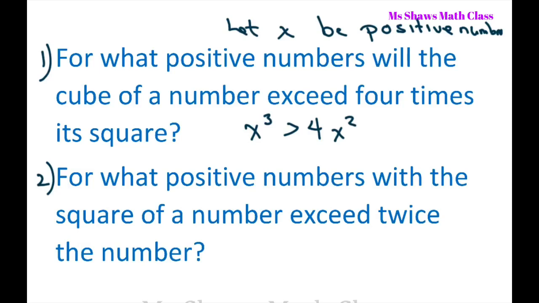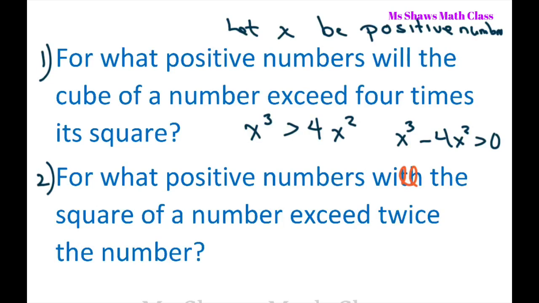And then if you move it over, you get x cubed is greater than 4x squared. Subtract 4x squared from both sides, and x cubed minus 4x squared is positive. And then for this one, for what positive numbers will the square of a number exceed twice the number?